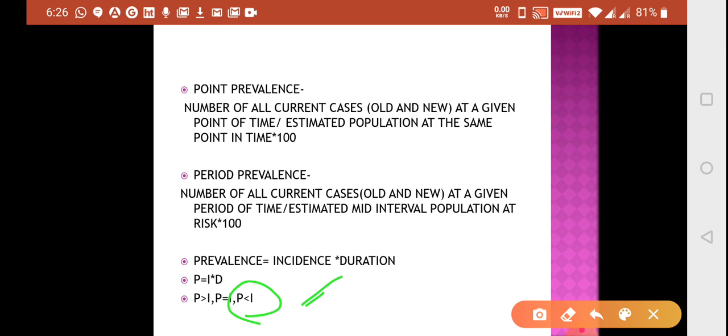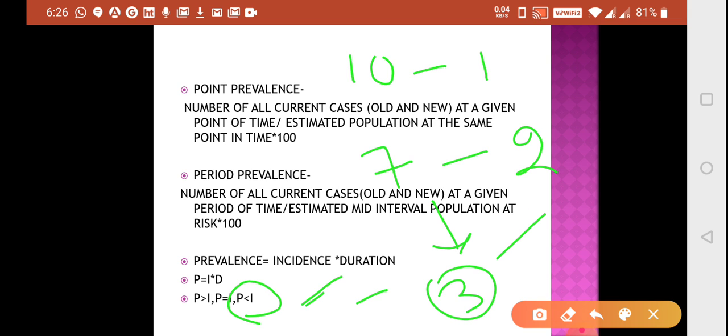Incidence keeps coming but prevalence is decreasing. That means if there were, say for example, 10 people in prevalence and incidence was 1, now prevalence is 7, incidence is 2. So where did those 3 people go? They are either cured or they have died. So it would indicate either the disease is very fatal, so that people died, or the disease is curable, so people are cured.